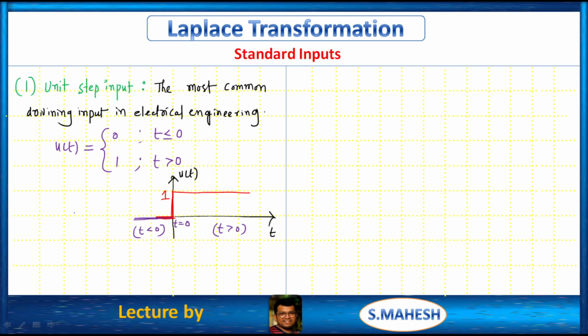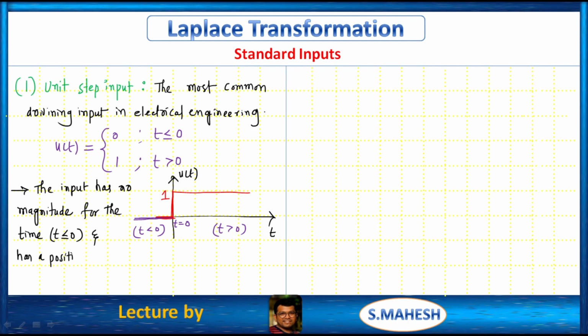So we can write that point. The input has no magnitude for the time t less than or equal to 0 and has a positive unit magnitude at a time t greater than or equal to 0, right? So therefore this is the introduction of unit step function.